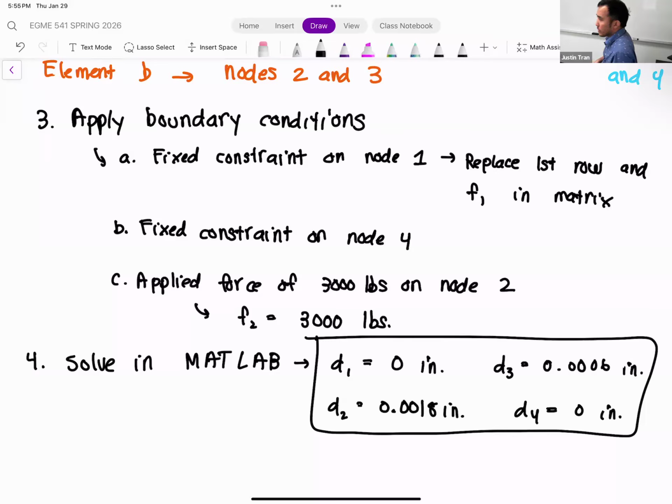All right, any questions on that? This example here? All right, so that's it for 1D problems. And so, pretty straightforward. So basically the same as springs. Now we're going to get into 2D problems.